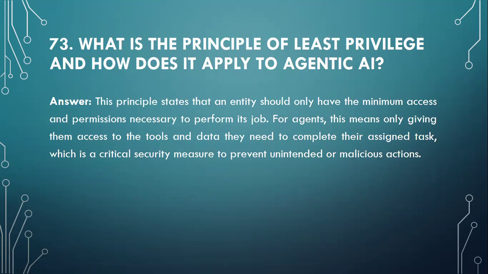Moving to question number 73. What is the principle of least privilege and how does it apply to agentic AI? This principle states that an entity should only have the minimum access and permissions necessary to perform its job. For agents, this means only giving them access to the tools and data they need to complete their assigned task, which is a critical security measure to prevent unintended or malicious actions.